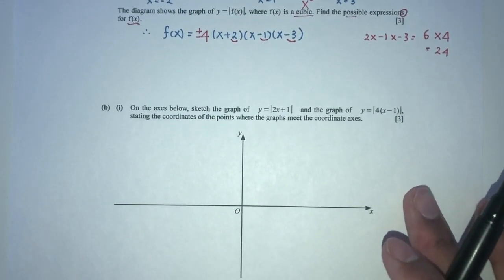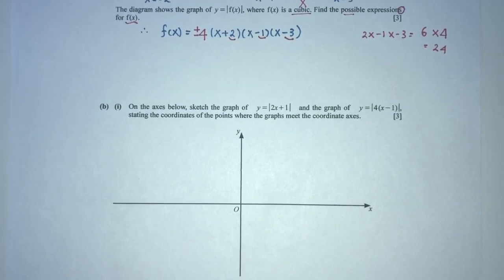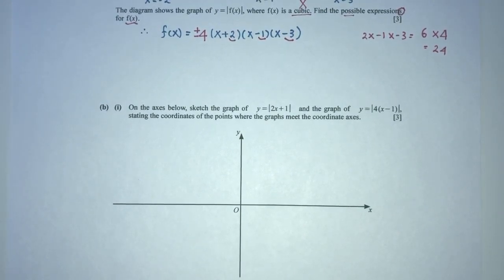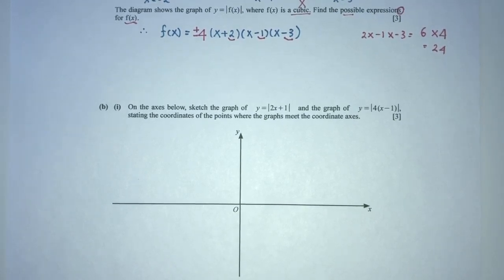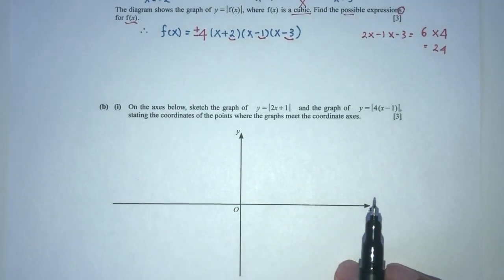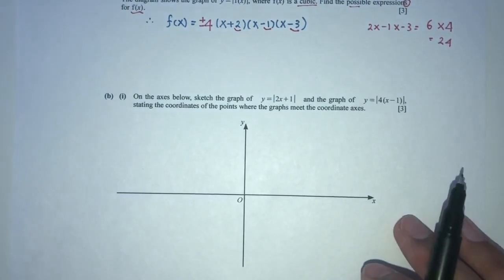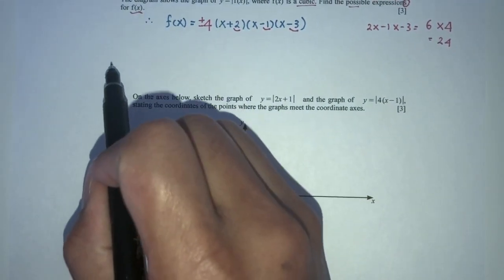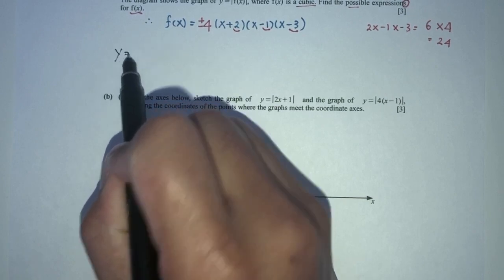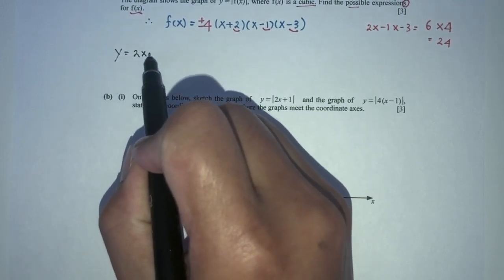Now let's move on to question part B. On the axis below, we have to sketch the graph of y equal to modulus of 2x plus 1, and the graph of y equal to 4 then x minus 1, of course, still the modulus. Now the first step in this kind of question is I would first ignore the modulus sign. I will first assume we have a straight line, y equal to 2x plus 1.